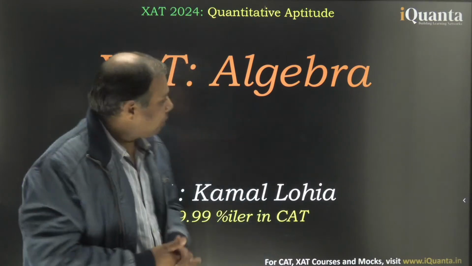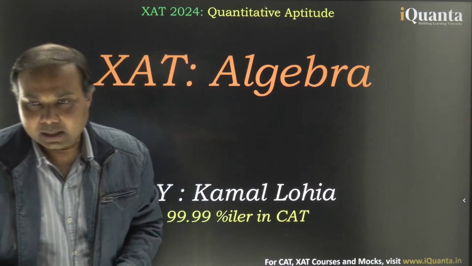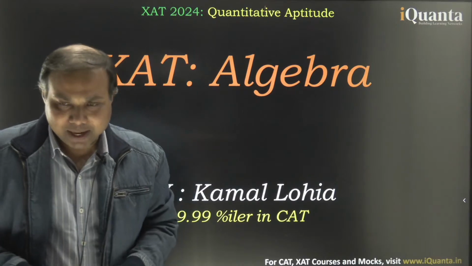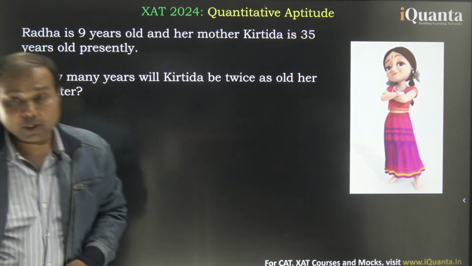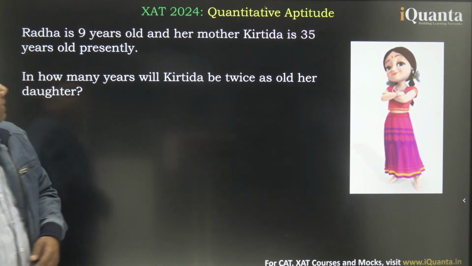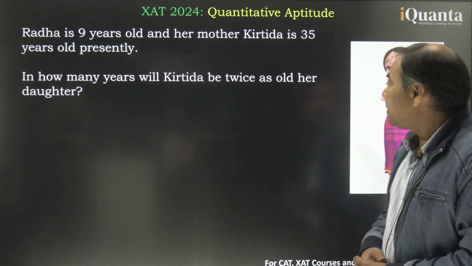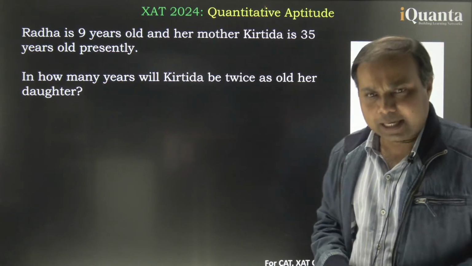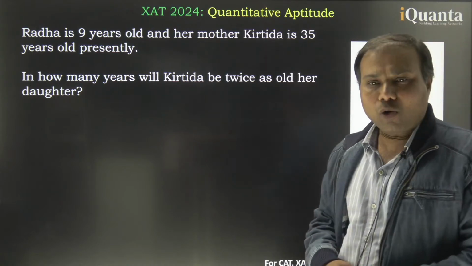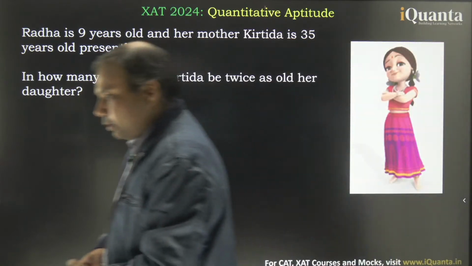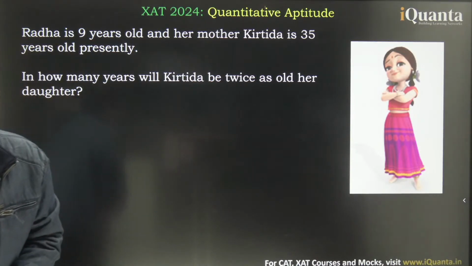Okay, so I'm starting with the first question, and here it is on your screen. I will be giving you a few minutes, and I expect you to write your answers in the comments. So here is the first question. I'm reading it for you. It says, Radha is 9 years old and her mother, Kirtida, is 35 years old presently. In how many years will Kirtida be twice as old as her daughter? You can read the question on your own, and I am looking for the answers in the comments.